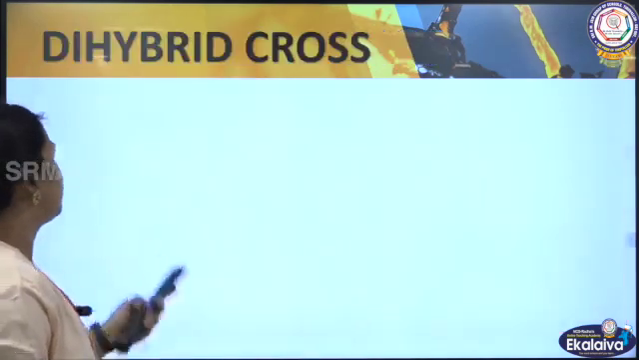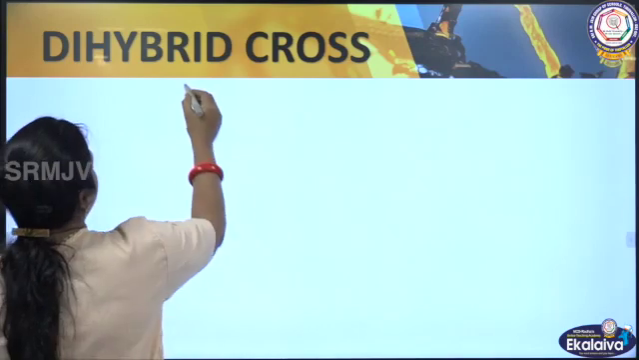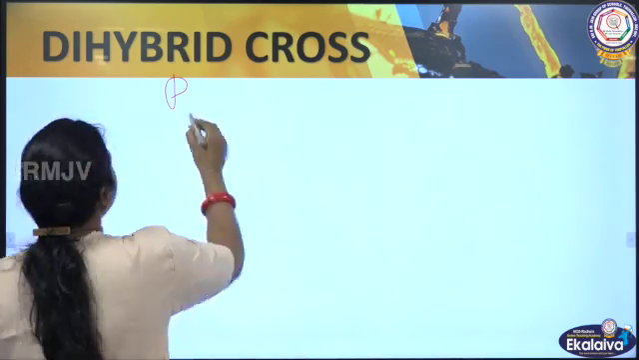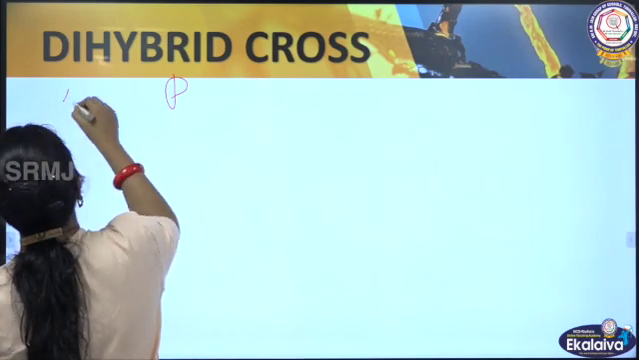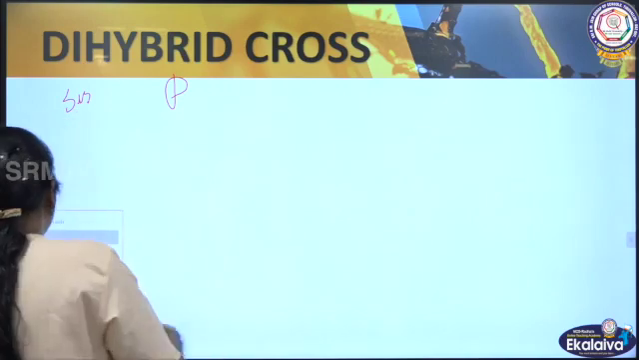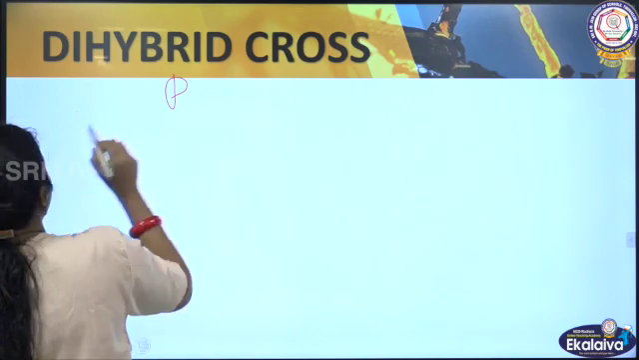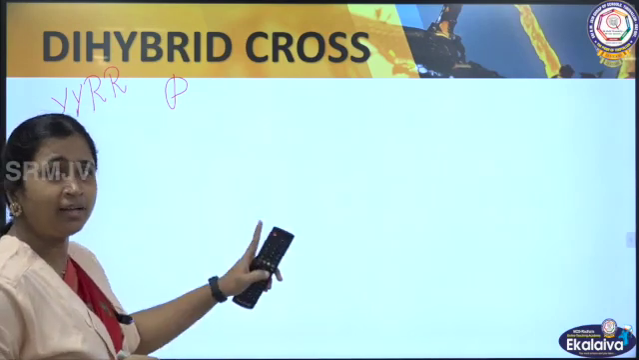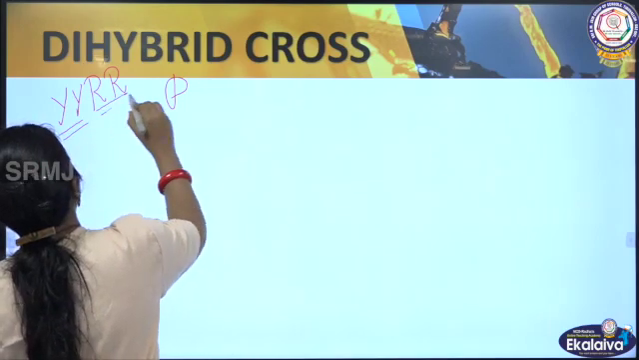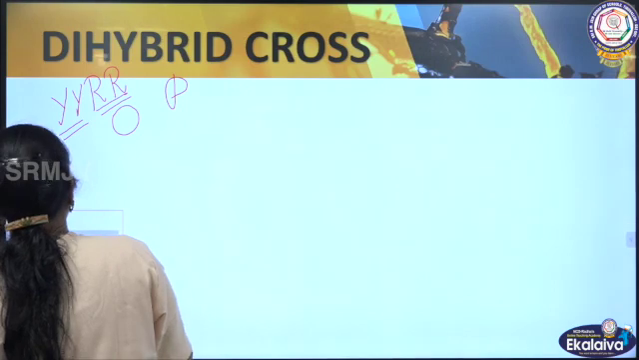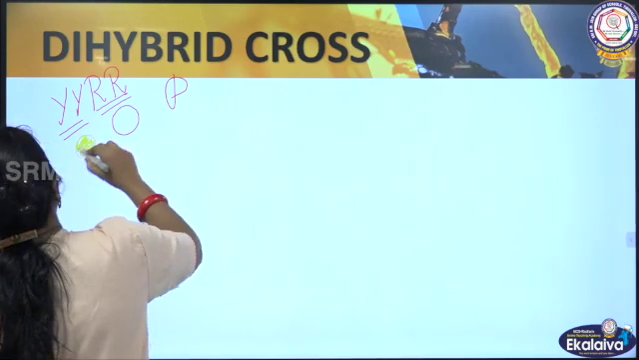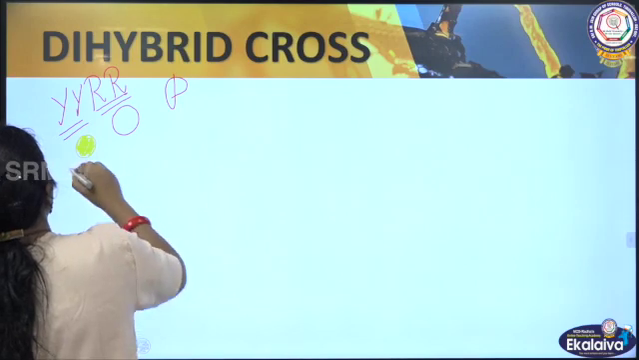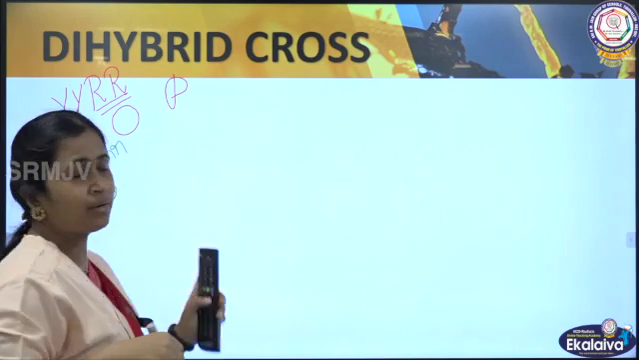So in dihybrid I am going to take 2 parents, 2 characters. Hybrid, you are going to get the combination. Or else we will go according to our NCERT. In NCERT, if you see, that is color, yellow color, and shape, round. So shape is round, color is yellow. Round, yellow. Another one I am going to take wrinkled green. This I am going to indicate by small y, small r.